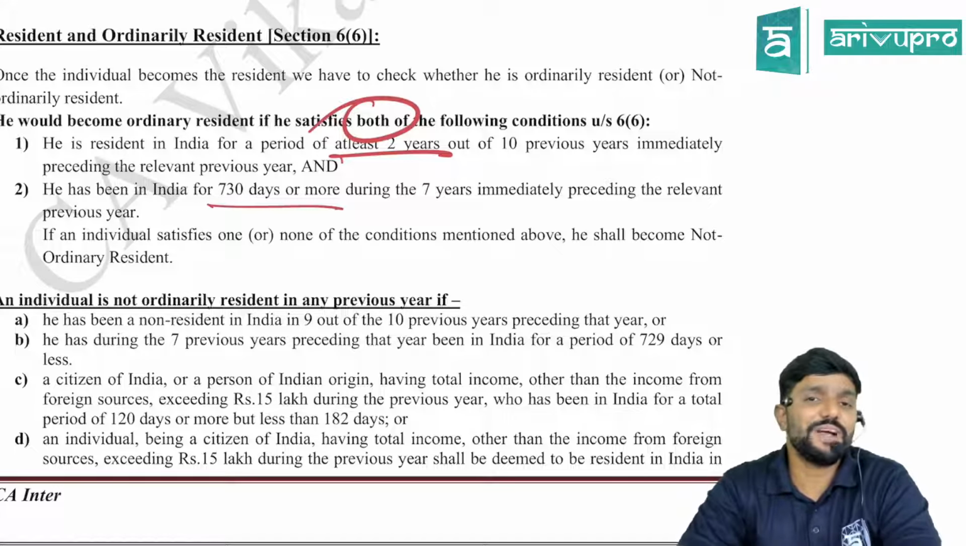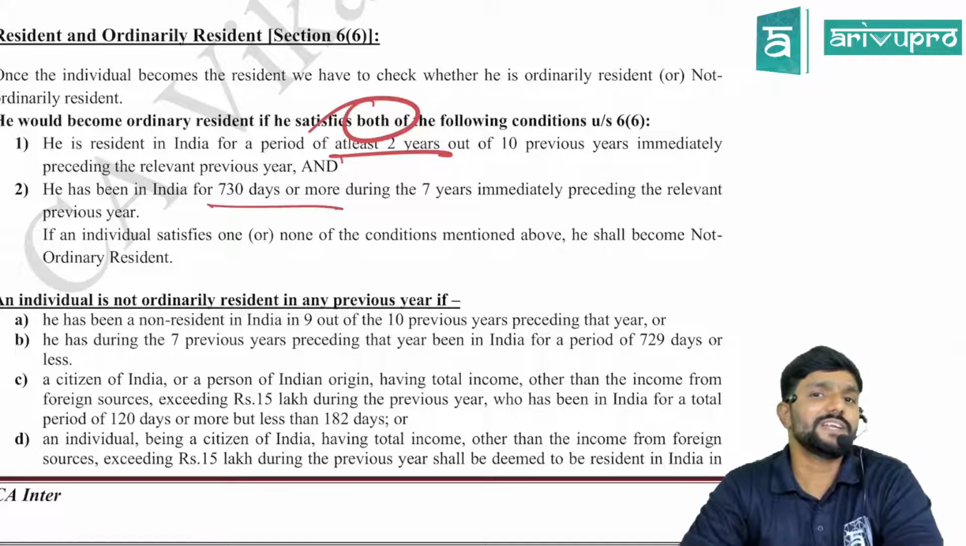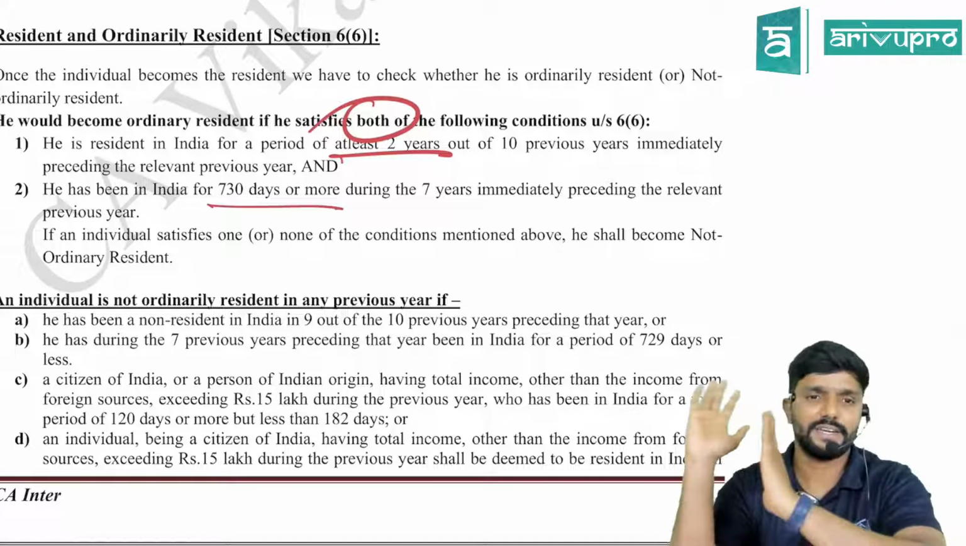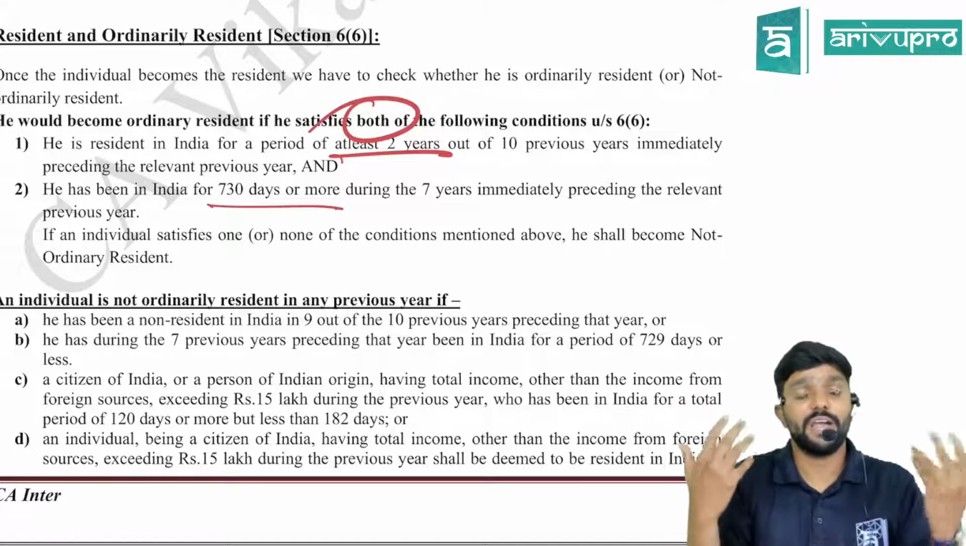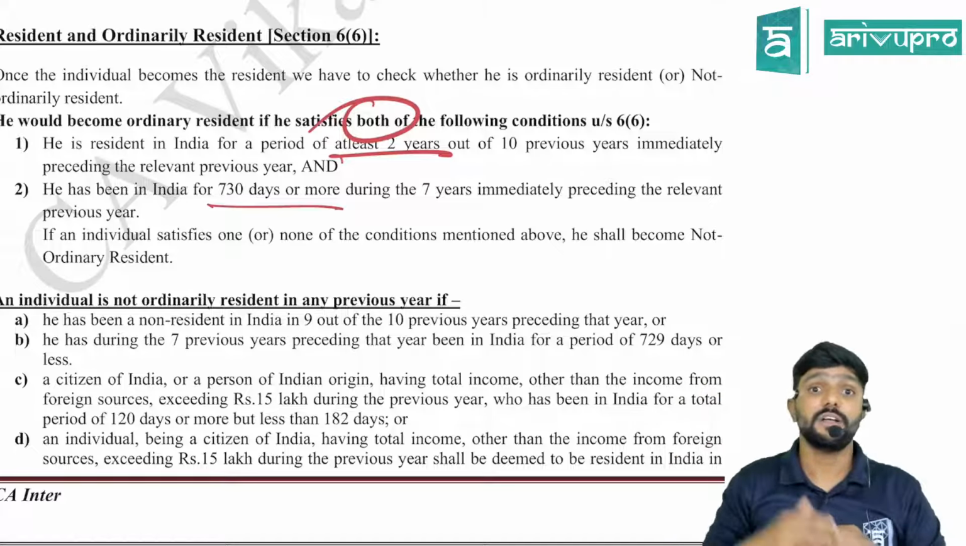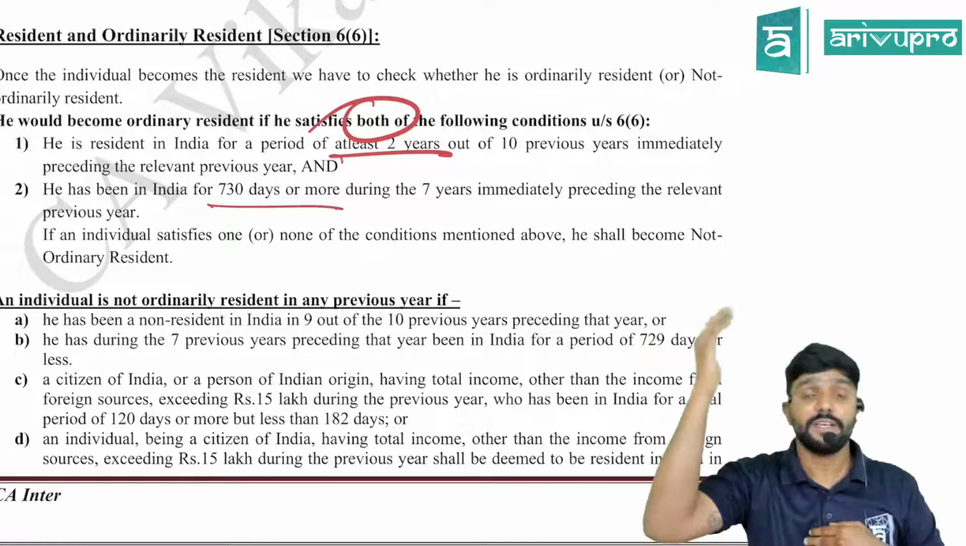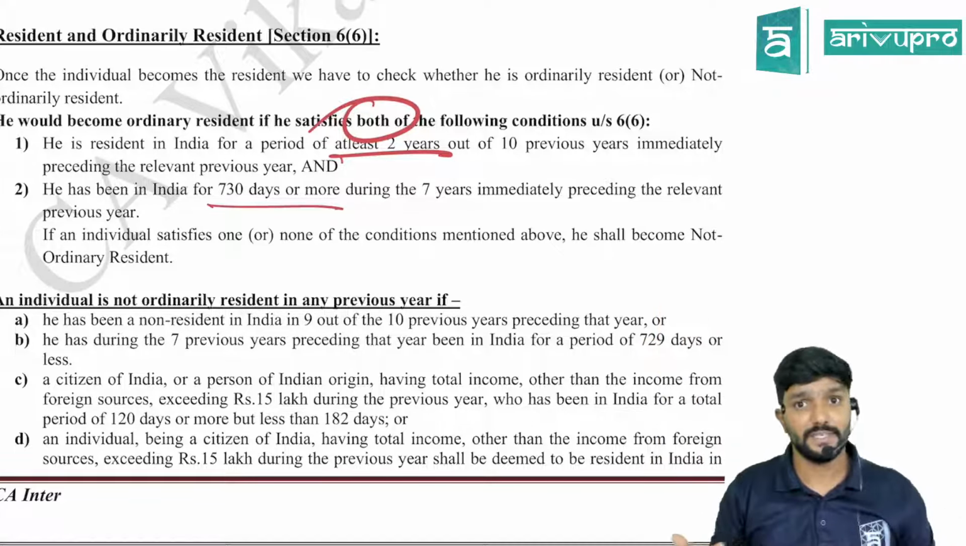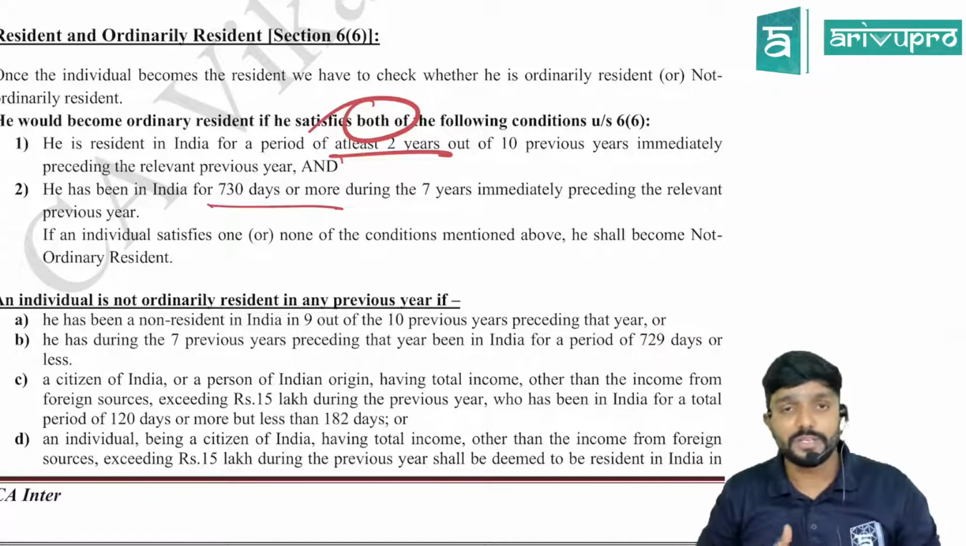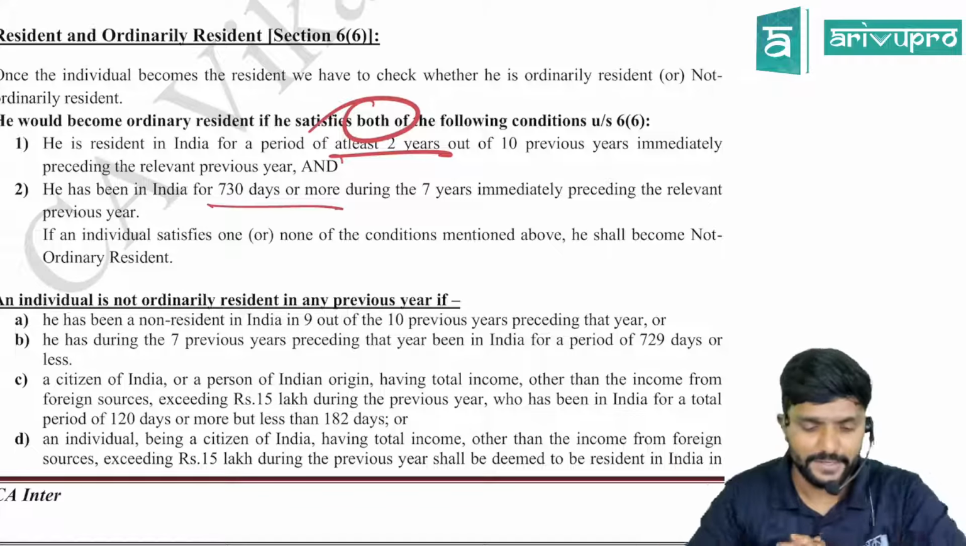Sir, is it good or bad to become ordinarily resident? You will understand in section 5. Because if you become ordinarily resident, global income is taxable in India. Global income is income earned anywhere in the world. I will explain the concept there. I know you may have a doubt: how will I pay tax here, I would have paid tax there also. Should I pay in India also? Yes. But how it works, everything I will take care of.